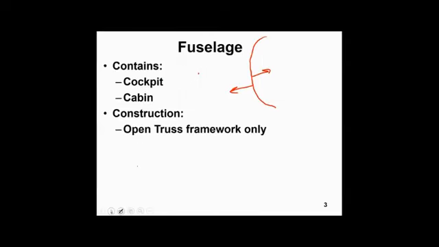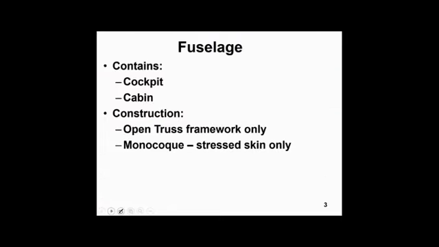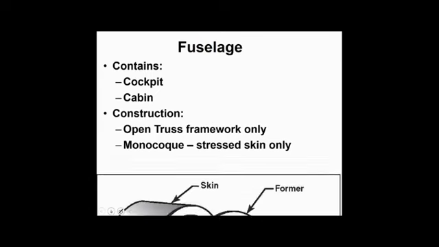If we look at construction, an open truss framework, people aren't using that very often anymore. That's pretty old school. Here's a picture of open truss. You can make it out of wood. You can make it out of hollow steel tubing, but it weighs a lot to get the amount of strength that you need. A monocoque type of construction has stress skin, where the stress skin is the only thing holding the stress or the load, with maybe a little bit of structure.